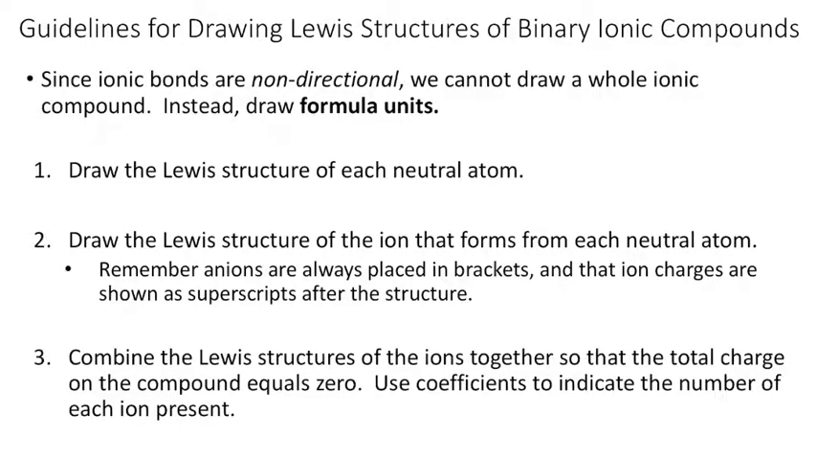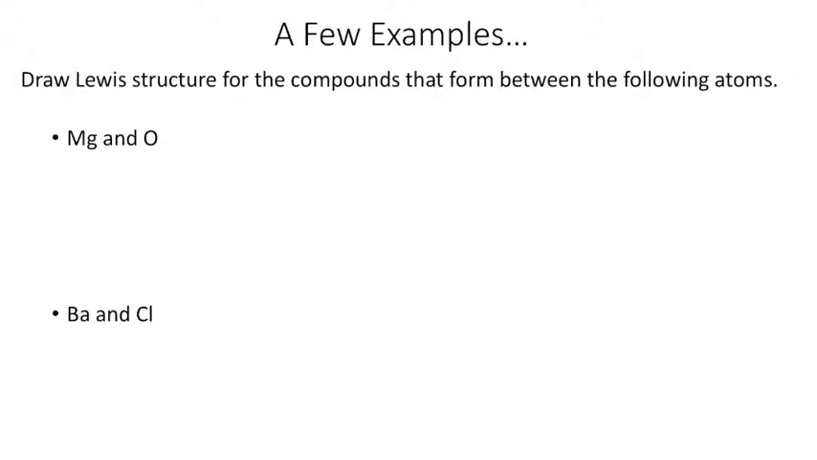Finally, we're going to combine the Lewis structures of each of those ions in such a way that the total charge on the compound, or the formula unit of the compound in this case, is equal to 0. We're going to use coefficients in front of the Lewis structure of each of the ion types to indicate how many of each of those ions are present in the compound. This whole process is perhaps best illustrated by a couple of examples. So, let's do 2 examples today.